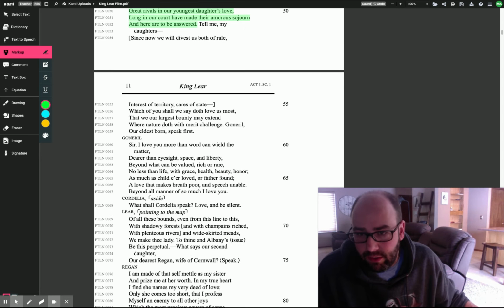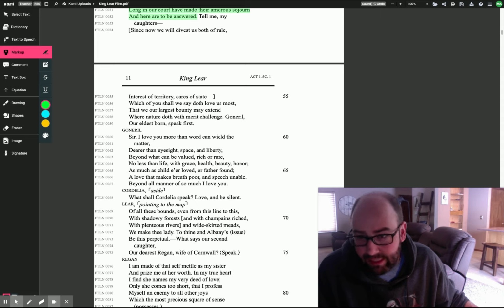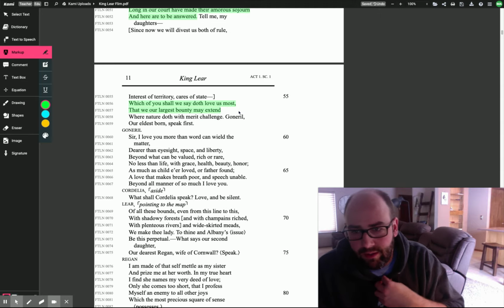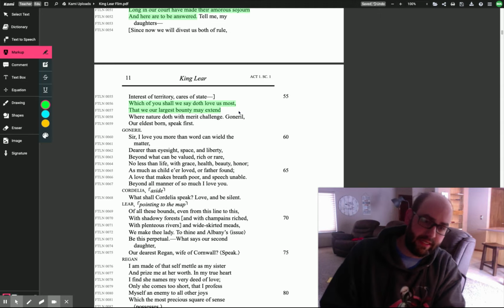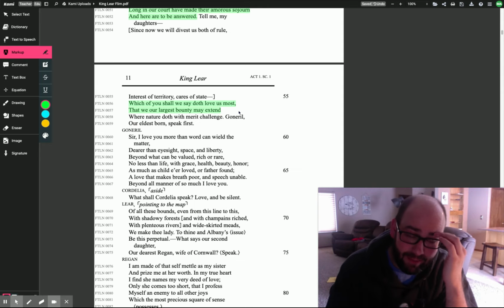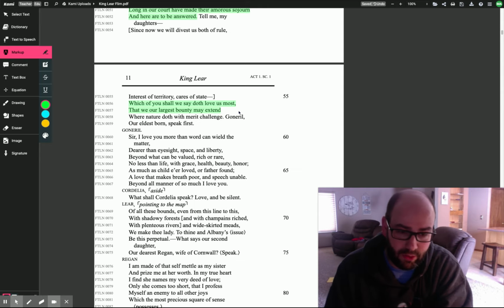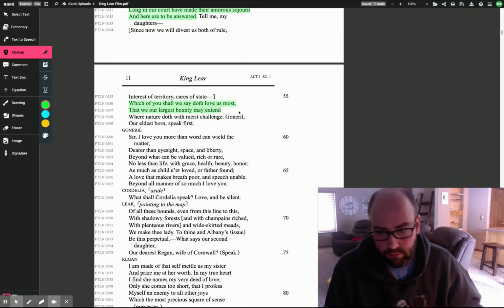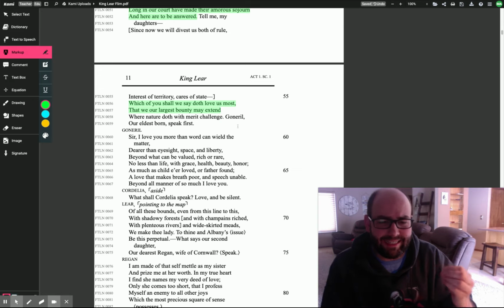And then down here, it's interesting. He says, which of you shall say that they love us most, us being King Lear, that we our largest bounty may extend. Remember, he's using the plural. So he's playing this game. He says, you're going to tell me who loves me the most. It's the who-loves-me-most game. Terrible idea. Right? Because there's something attached to it.